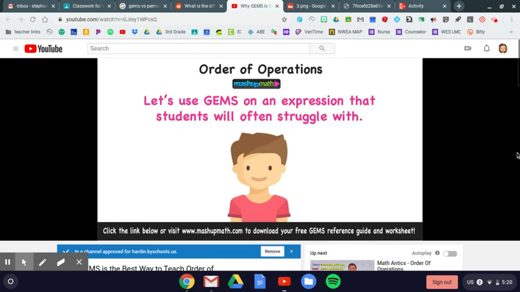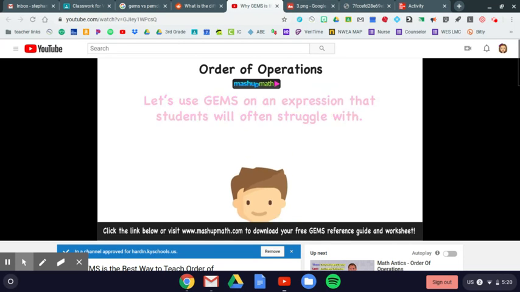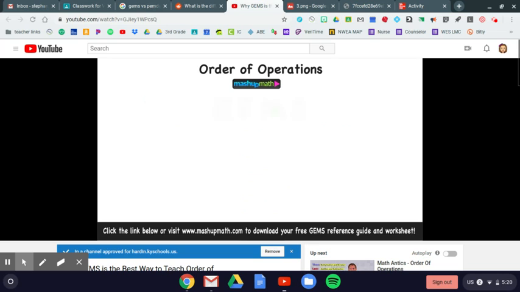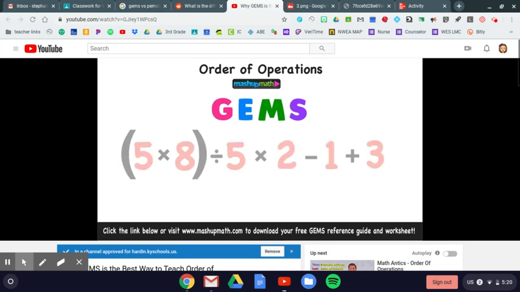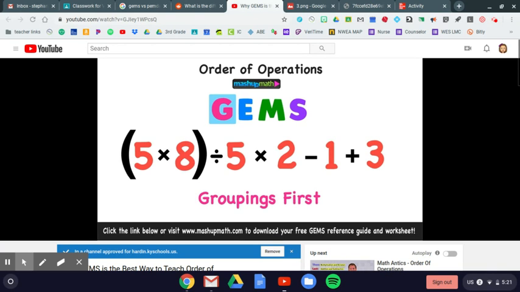Okay, it says, let's use the GEMS on an example that students struggle with. It's going to show you a really long equation, and when you see it right now, you're going to say, oh my goodness, what is Miss Valone doing to me? But it's not that bad. We have to slow down and follow the steps. It says parentheses 5 times 8, close parentheses, divided by 5 times 2 minus 1 plus 3.